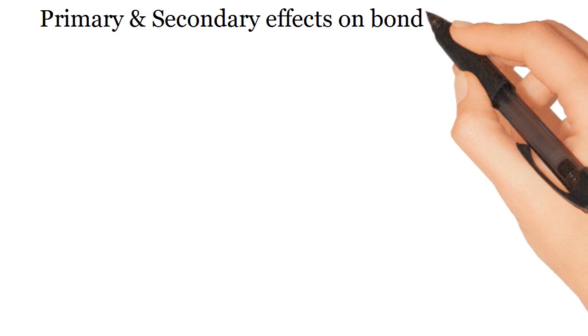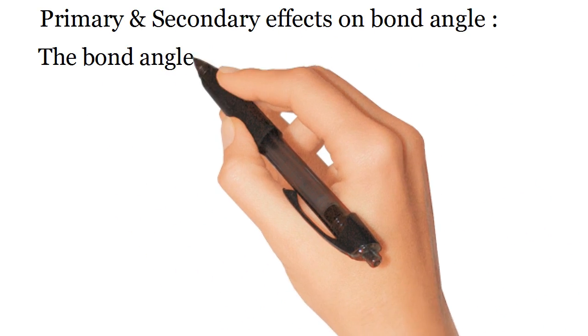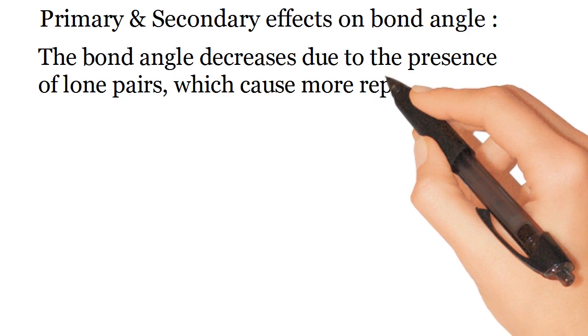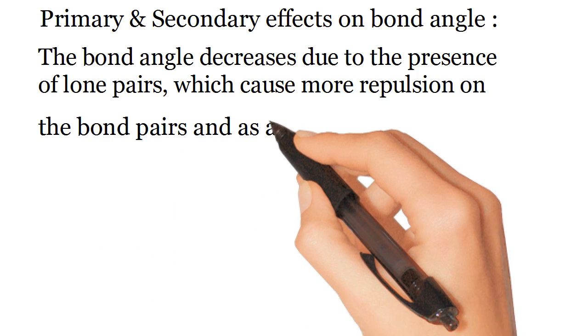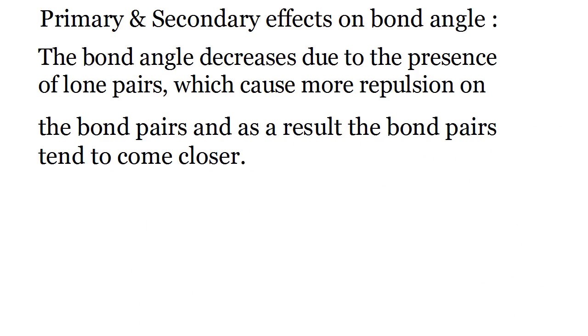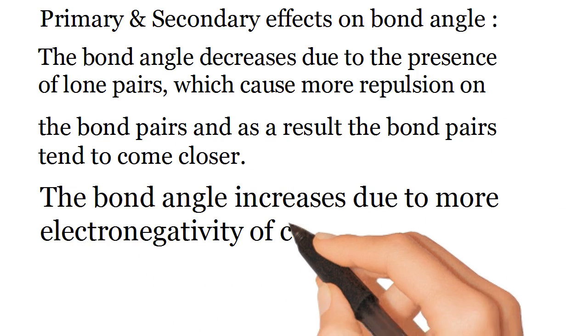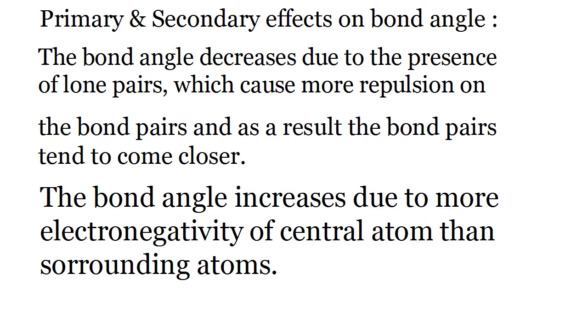Primary and secondary effects on bond angle. The bond angle decreases due to the presence of lone pairs, which cause more repulsion on the bond pairs, and as a result the bond pairs tend to come closer. The bond angle increases due to the higher electronegativity of the central atom than the surrounding atoms.